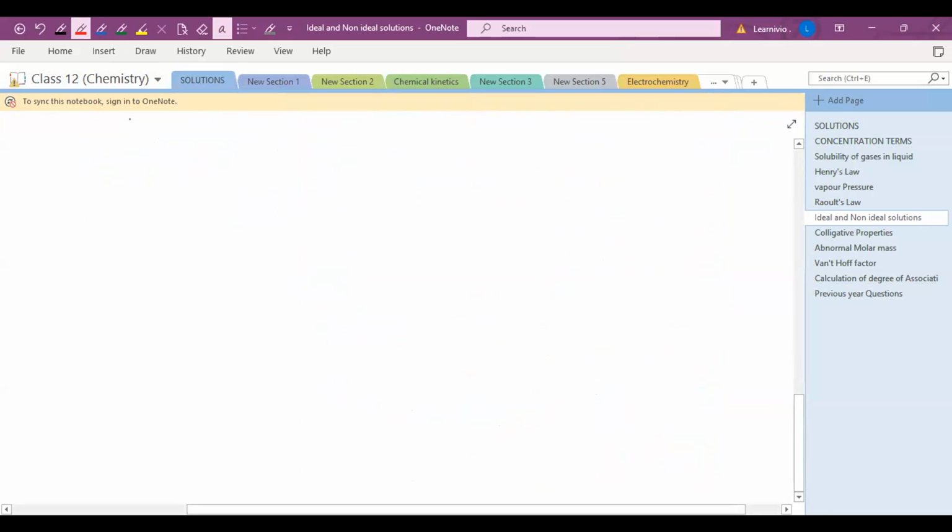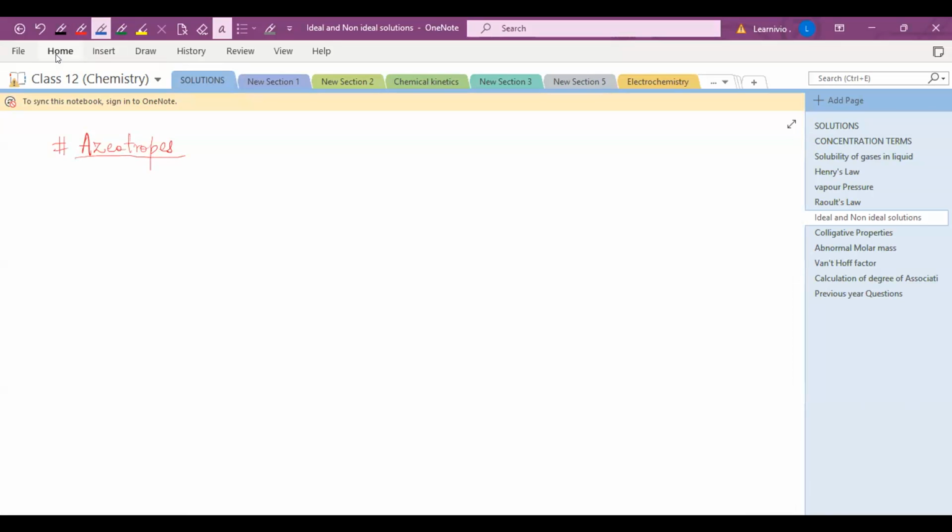Okay, so the next topic is, what do we mean by azeotropes? Azeotropes. Do you know what azeotropes are? Tell me. I forgot. Okay, see, there is a mixture which is known as azeotropic mixture, right?